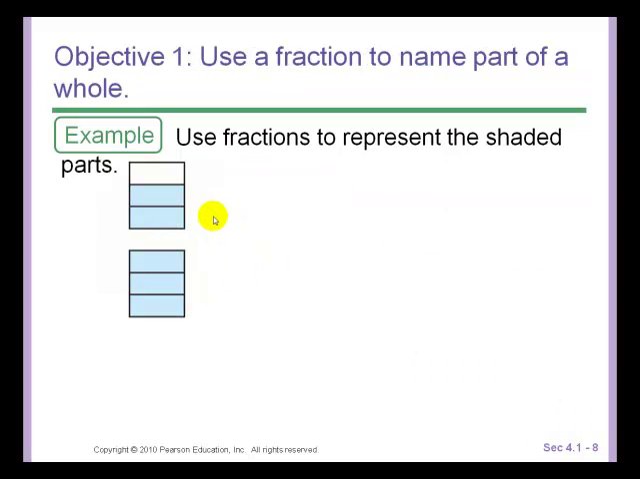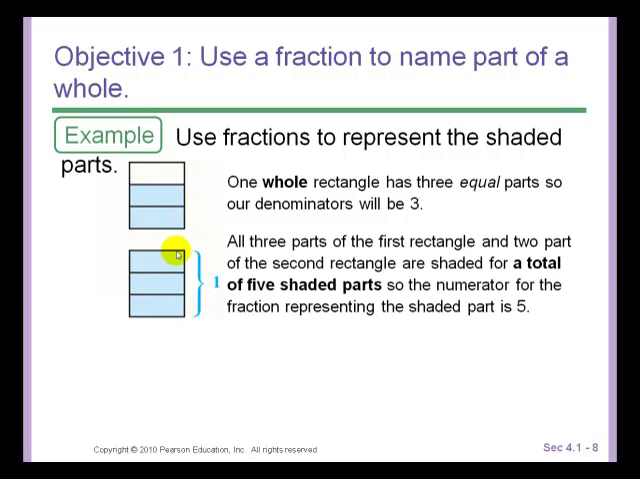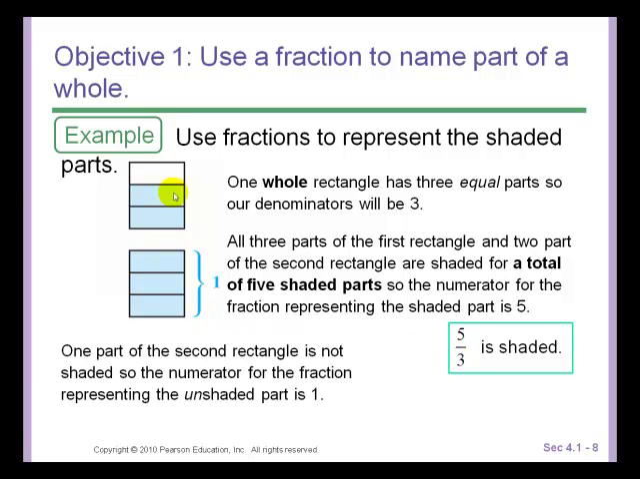Use fractions to represent the shaded parts. Once again, we have a situation with 2 separate rectangles. One whole rectangle has 3 equal-sized portions, so our denominator will be 3. Notice the second rectangle also has 3 portions, and they are the same size. All 3 parts of the first rectangle plus 2 parts of the second rectangle are shaded, for a total of 5 shaded portions. The fraction representing the shaded amount will be 5/3. There are 5 shaded boxes, and one rectangle has 3 equal-sized parts. Only one part is not shaded, so 1/3 is unshaded.